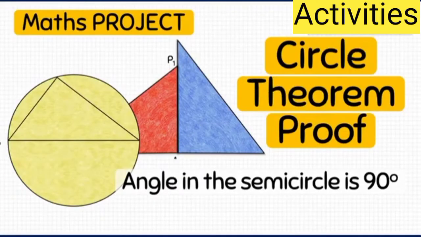Hello students, in today's video, we are going to prove the circle theorem geometrically as well as with the help of an activity. The circle theorem is: angle in the semicircle is 90 degree.